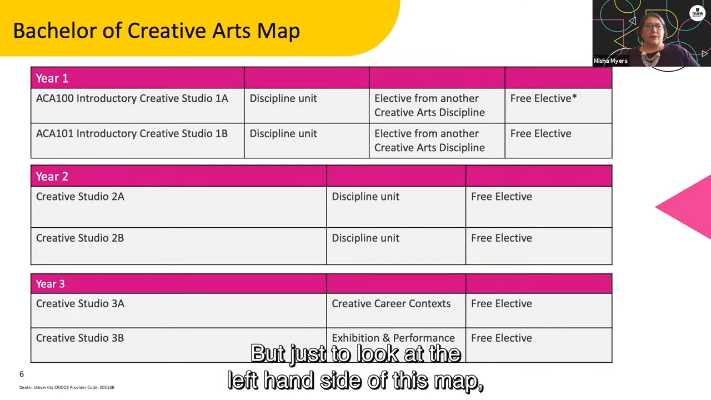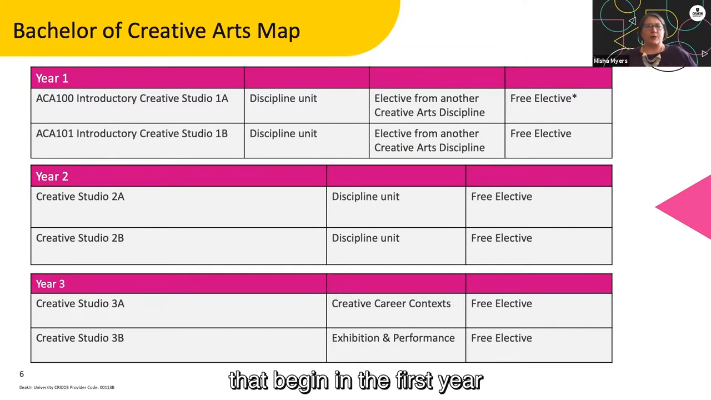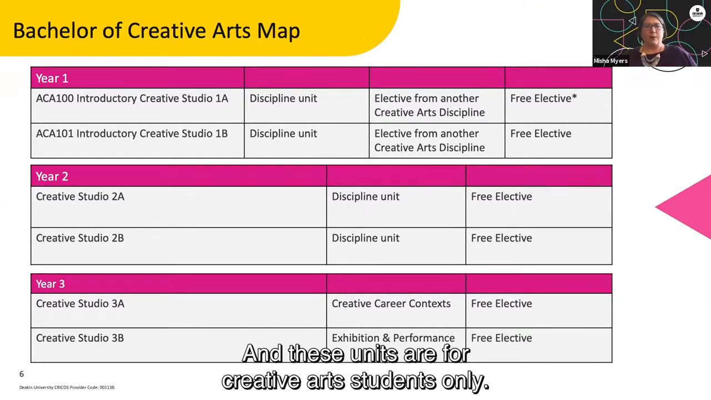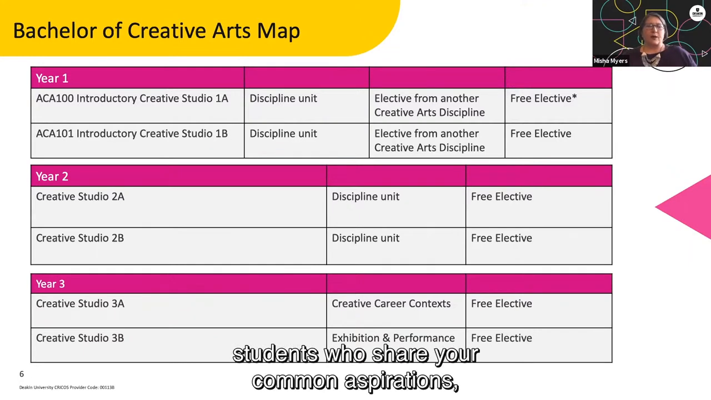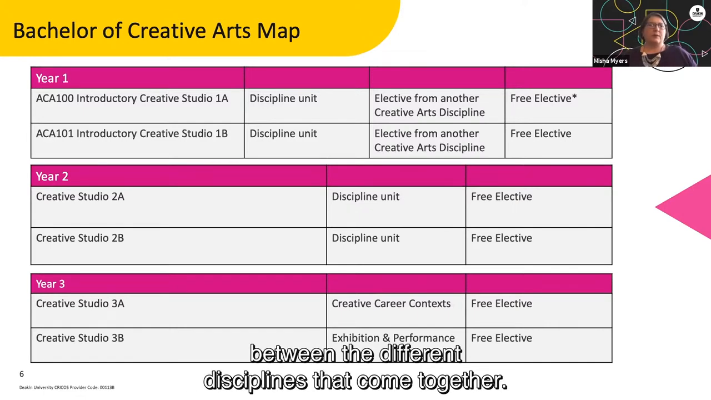And we'll have a look at what's offered in visual arts and photography from those units a little bit later. But just to look at the left-hand side of this map, you'll see that there are these creative studio units that begin in the first year and carry on into the second and third. And these units are for creative arts students only, and where you build that community of working alongside students who share your common aspirations, both within your discipline, but within the arts as well. And as I said, there's interaction within these units between the different disciplines.